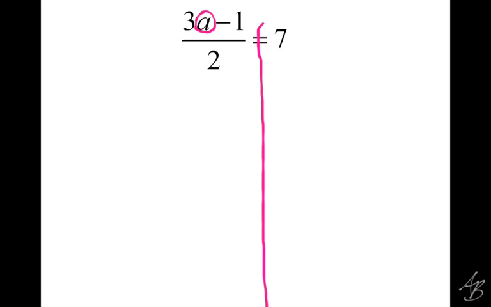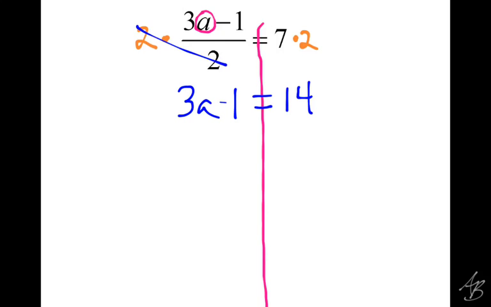So which of those three things should I get rid of first, Clayton? You're going to want to get rid of the 2. Okay, and how do we get rid of that? Since it's division, you're going to do multiplication. Good. So over 2 means division, so we get rid of division using multiplication. We'll multiply both sides by 2. And when the 2's cancel on the left, what does that leave? 3a minus 1. And then on the right side, 7 times 2 is?